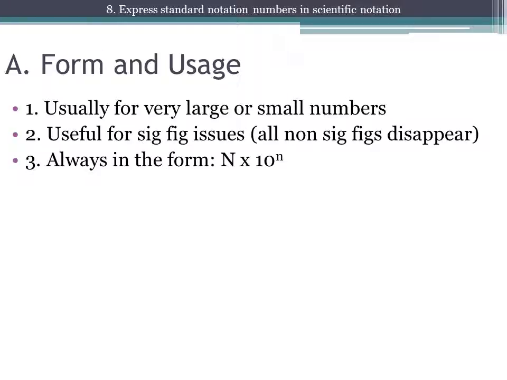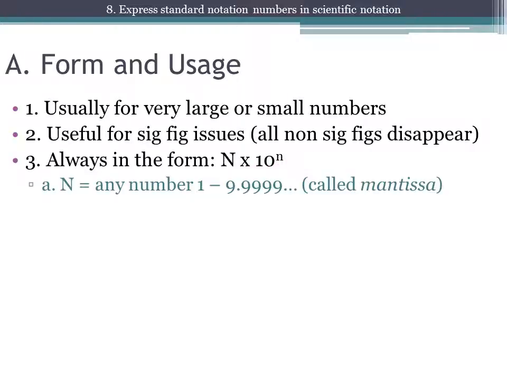All numbers that appear in scientific notation will have this form: some number N times 10 to the power little n, where capital N is any number between 1 and 9.9999 repeating, and we call that number the mantissa. The little n is simply any integer, and recall from math class, integers can be positive or negative, so any integer could be the exponent there.